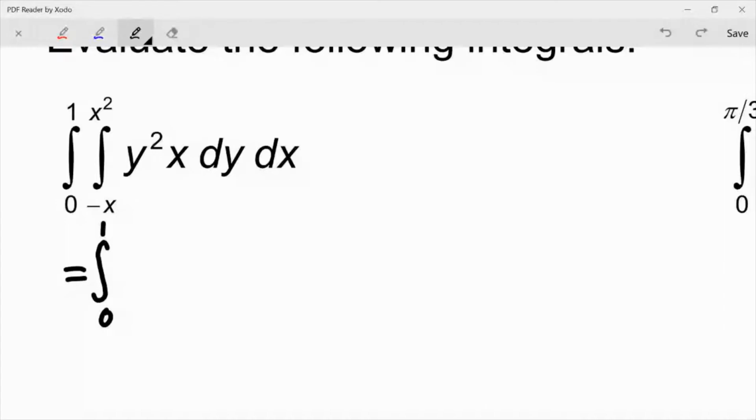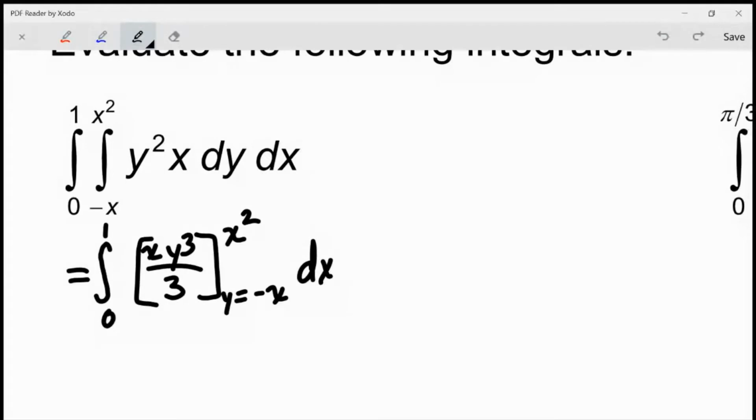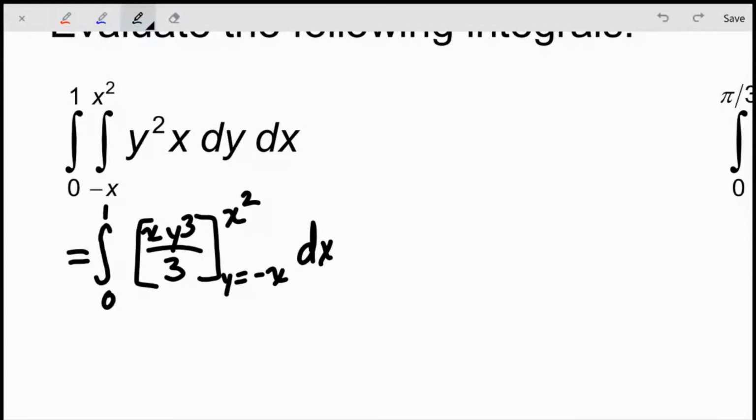My antiderivative here with respect to y would be x y cubed over 3. I'm going to evaluate that from y equals negative x to y equals x squared. And again, you don't have to write the y equals there if you don't want to, but a lot of times it's good to have it there just as a reminder of what you're trying to do. Okay, now that I've got that all set up, I'm going to go through and plug everything in here.